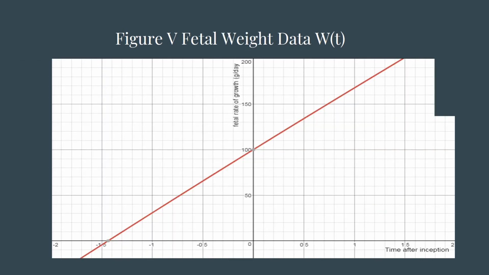Figure 5 is labeled as fetal weight data, w(t). The x-axis shows time after inception in days, and the y-axis shows fetal rate of growth in grams per day. This graph is pretty linear, as a fetus grows at a linear rate, slowly developing as the weeks go by.